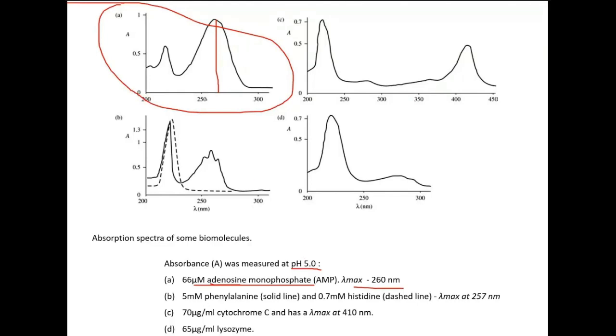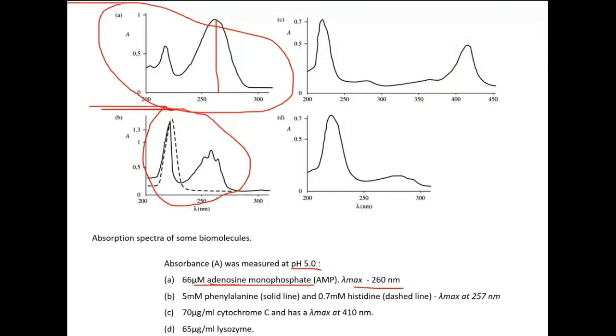So the lambda max for AMP is 260 nanometer, which means what? By using a UV visible spectrophotometer, you can easily quantify the amount of AMP present in your sample of interest. Look at the second one, B. It shows the absorbance spectrum. Whatever product you get out of the UV visible spectrophotometer is called an absorbance spectrum, which is nothing but a simple graph of wavelength against absorbance.